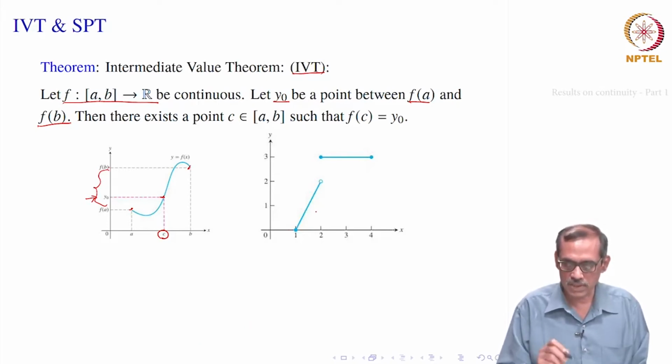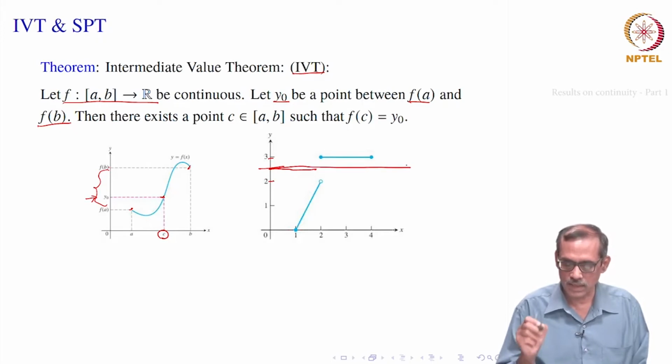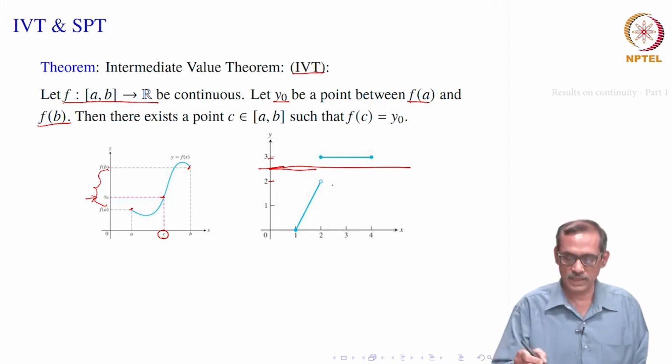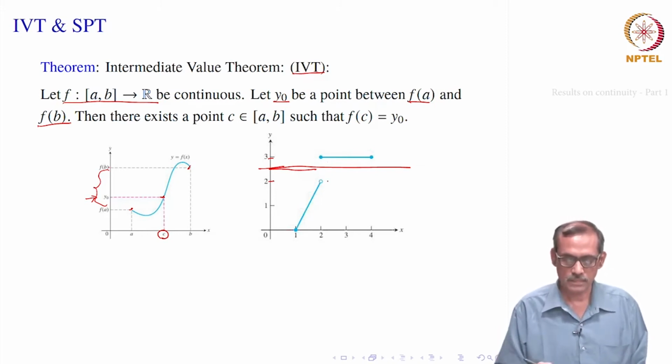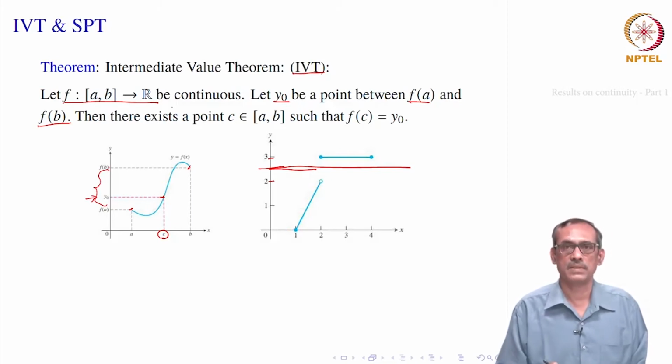On the other hand, if it is not continuous, like in the second picture, this may not happen. If I choose something between 2 and 3, say 2.5, and draw that horizontal line, it will never hit the curve anywhere. So, there is no point on the x axis such that f of x is equal to 2.5, though that is between 2 and 3. So, that is what the intermediate value theorem says.